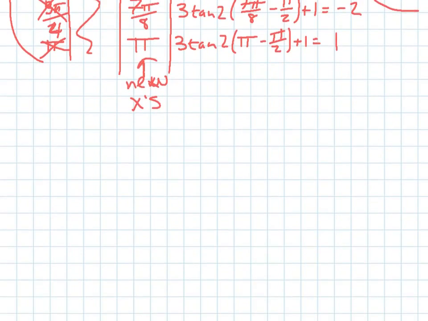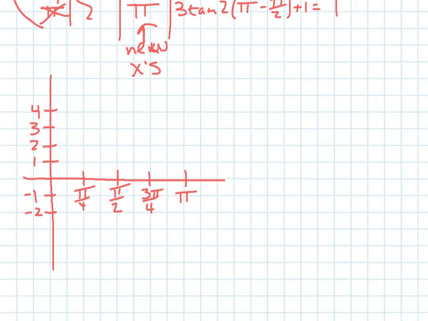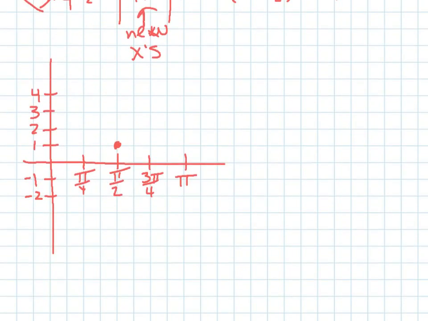Okay, so then when I graph it, I get 1 for pi over 2, because that's where I started, and then 4 for 5 pi over 8, which would be right there.